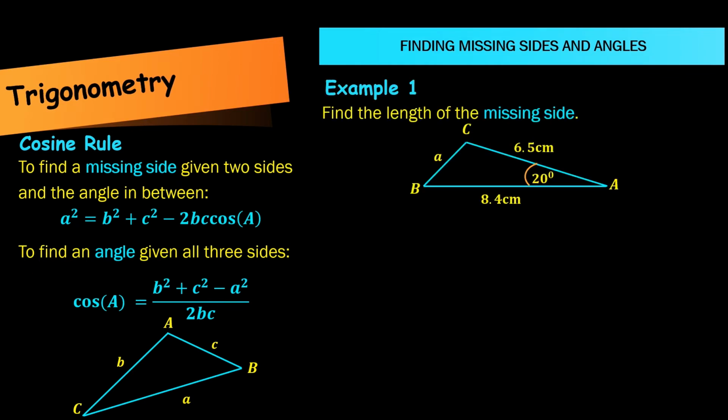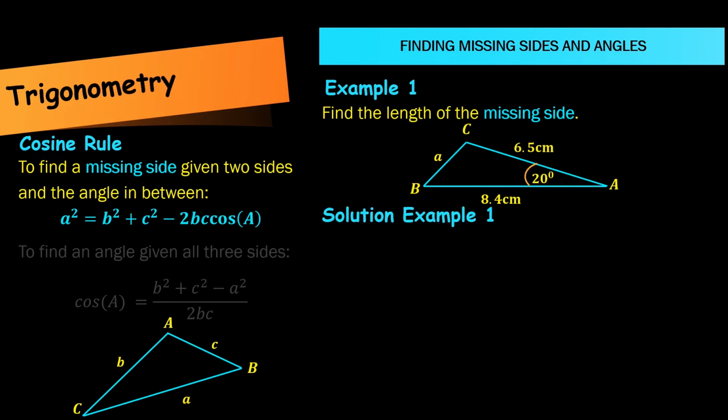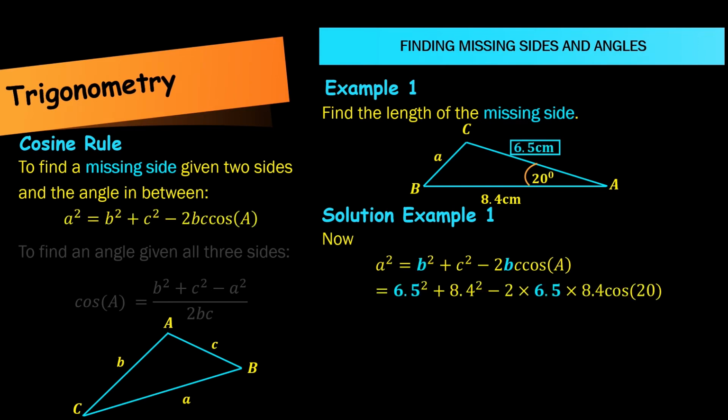Let's take a look at an example. Find the length of the missing side in example 1. As we're looking for a missing side and we have an angle, we're going to use the highlighted formula. Let's solve this. Applying the formula and plugging in the values, here we have b equals 6.5, here c equals 8.4, and here angle A equal to 20.